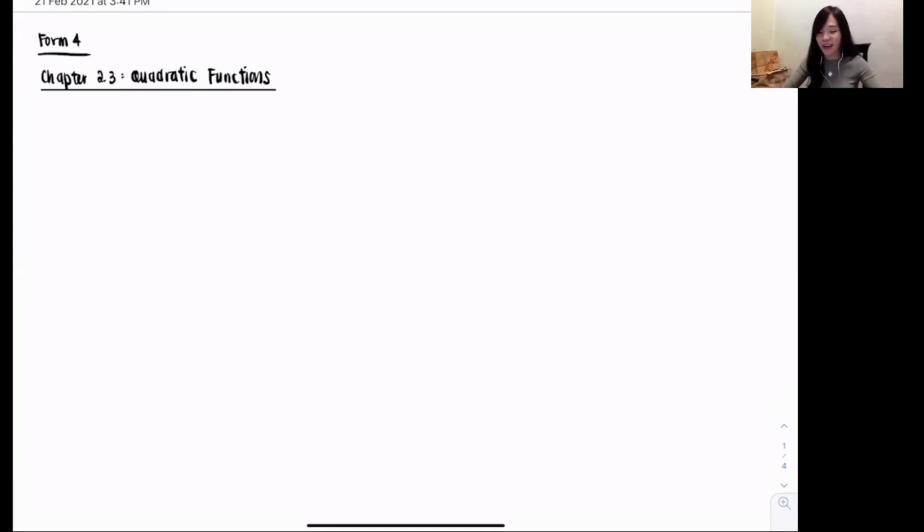So today we are finally coming back to Form 4 chapter 2.3. This chapter is called quadratic function, and 2.3 exactly is quadratic function. It shows that this part is important. Obviously the whole chapter is important, but this part itself always comes out in hot questions, so you guys must understand the basics of it.